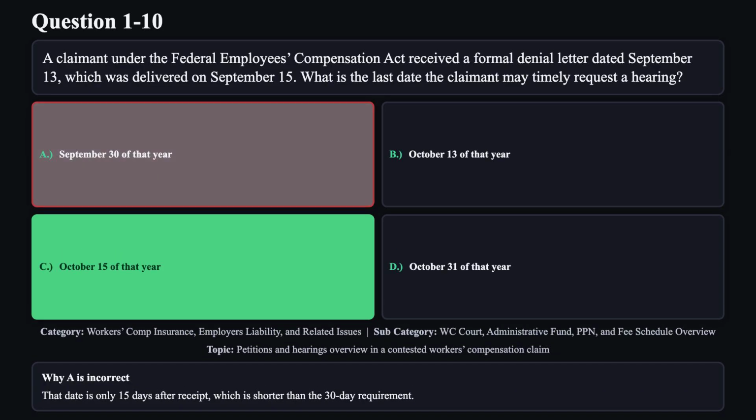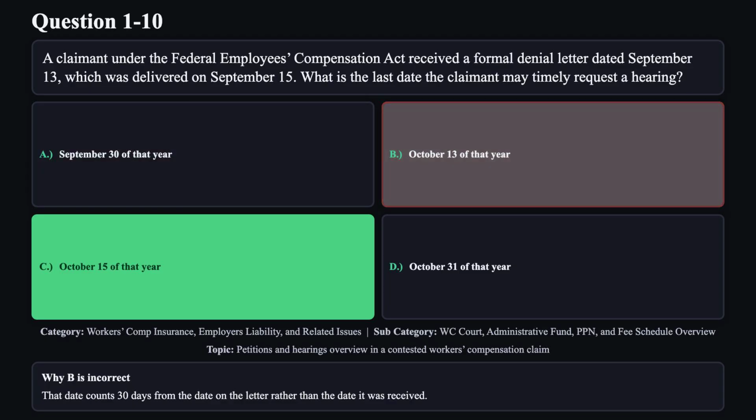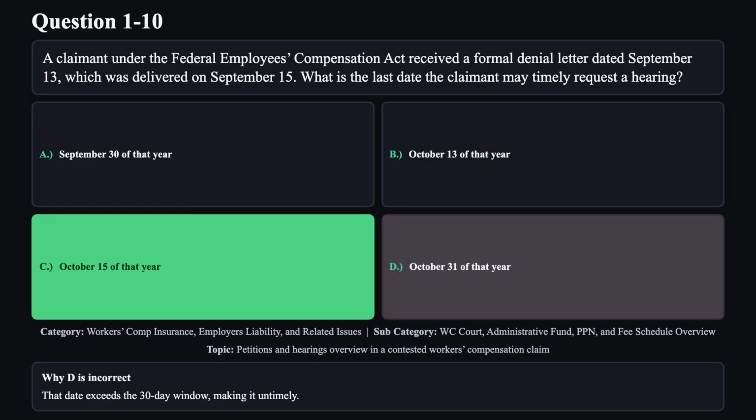Reason A is not correct. That date is only 15 days after receipt, which is shorter than the 30-day requirement. Reason B is not correct. That date counts 30 days from the date on the letter rather than the date it was received. Reason D is not correct. That date exceeds the 30-day window, making it untimely.